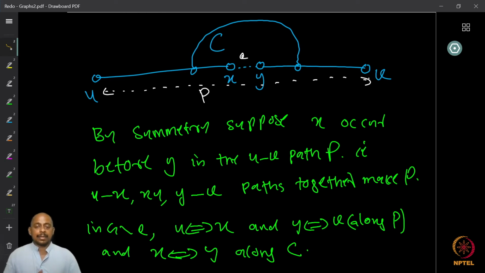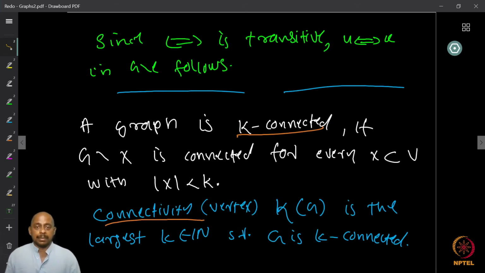Now the interconnection relation is an equivalence relation. So therefore, because it is transitive, if U to X there is a connection, and X to Y there is a connection, and Y to V there is a connection, then by transitivity U to V there is a connection. So therefore, there must be reachability between U and V, and therefore G minus E is also connected. So this is the completion of the proof.